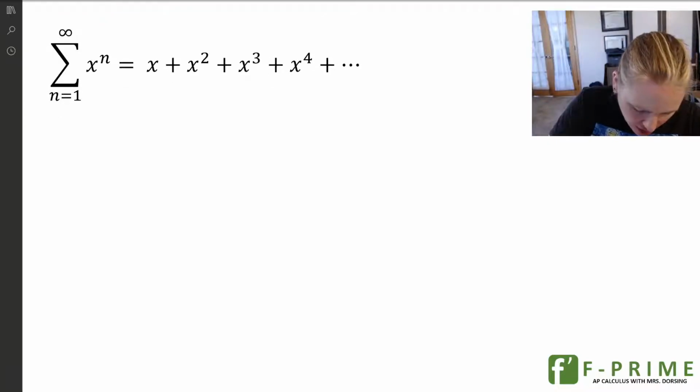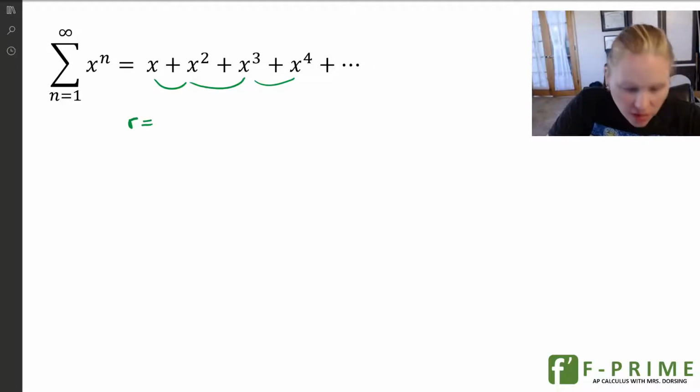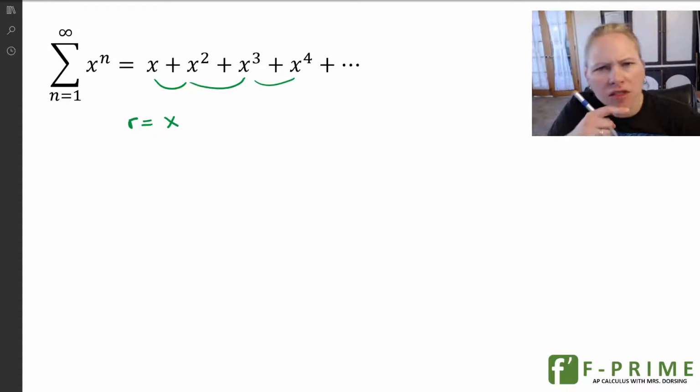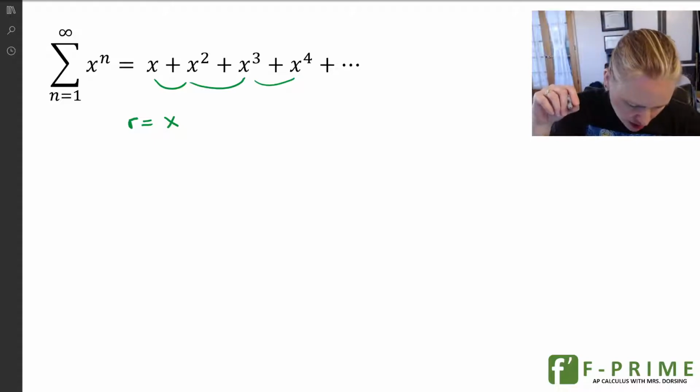Oh, x to the n. This appears to be geometric, where r equals x. It's a value, it's a variable. Remember, x can be any number. So let's think about this. If this is my infinite series and it's geometric, does it converge?